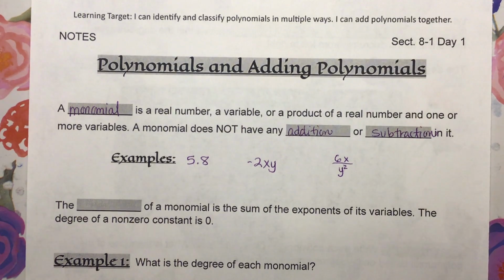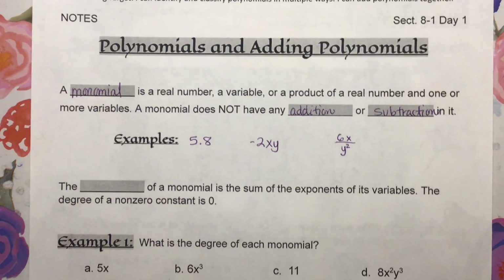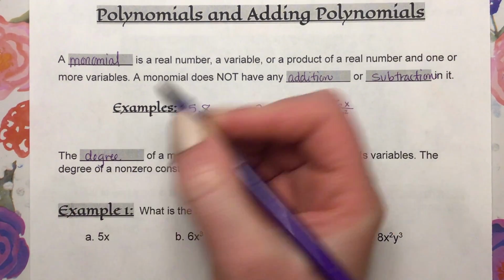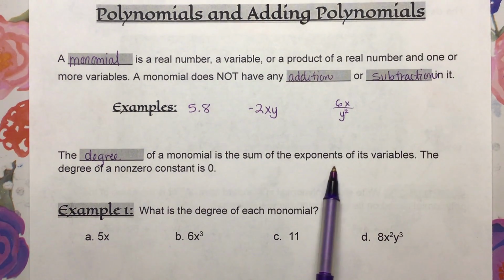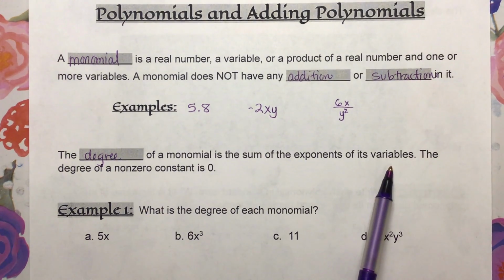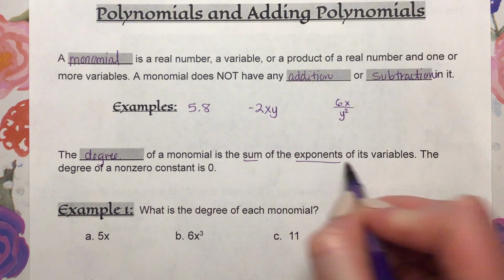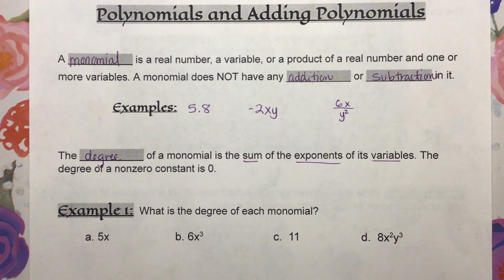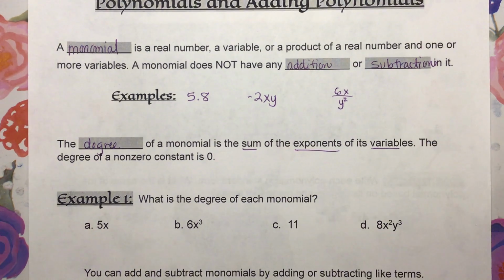Now, there's lots of ways that we can describe monomials, and one way is by the degree. So the degree of a monomial is the sum of the exponents of its variables. So the sum of the exponents of the variables, that's the important part of that. And let's say that you just have a regular number. Well, if it's just a plain number or a coefficient, it is going to have a degree of 0.